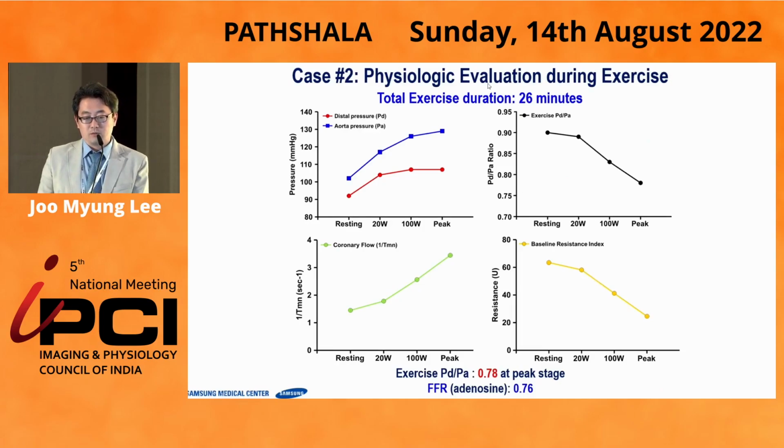So these are the results of coronary physiology during exercise. As with the first case, the aortic pressure and distal coronary pressure increased during the exercise, the microvascular resistance decreased and CFR increased. There was a striking difference regarding the exercise PDPA. Please remember this patient has modest exercise capacity. At peak exercise, his PDPA level was 0.78, which was very similar to the pharmacologic FFR value.